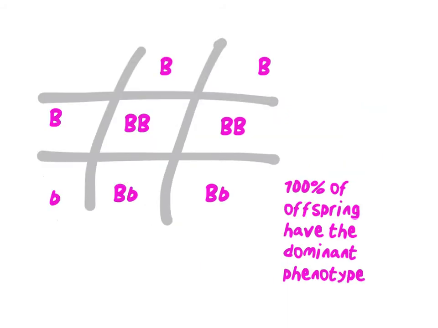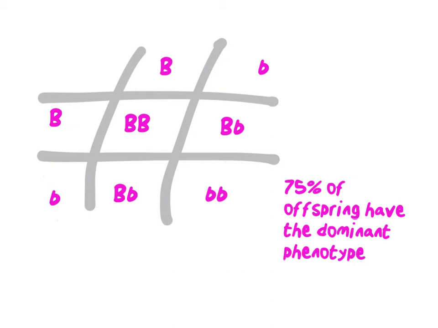So the result is this: every single possible offspring from this cross will have the dominant allele. Therefore, 100% of offspring will have the dominant trait.